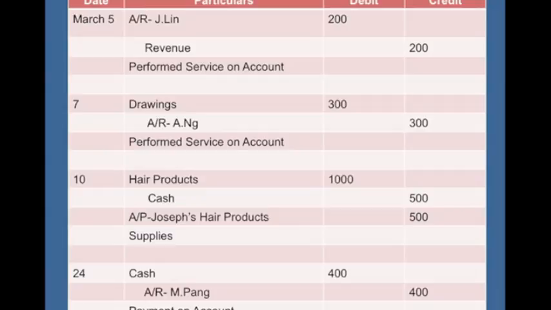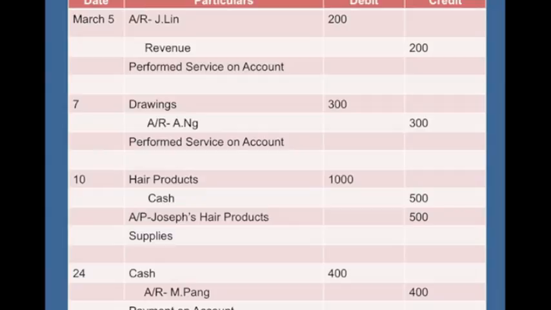On March 7th, Mr. Lee fixed a bad haircut for A.Ings for $300 cash, but did not deposit it in the company's bank account. In this case, we should debit drawings as we did not deposit it in the bank account yet, and credit accounts receivable for A.Ing. This can also be summarized as a performed service on account.